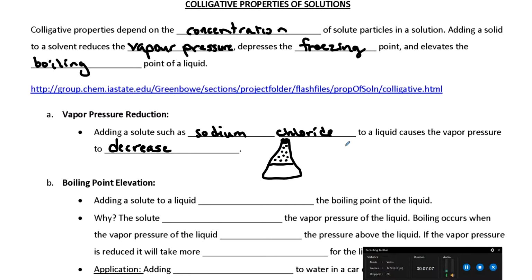Now if you take the same container like this, and this time you put salt water in it, so it's water with sodium chloride dissolved. Now I'll get a different color here.